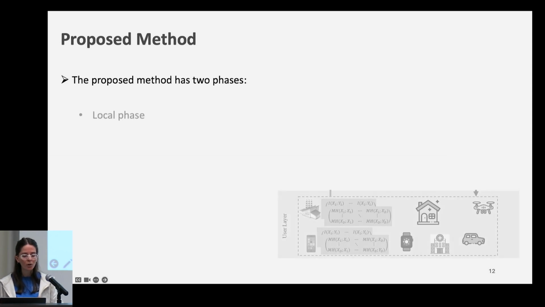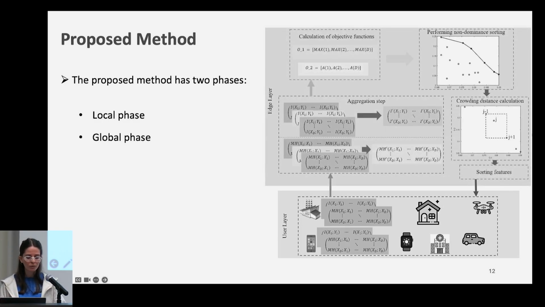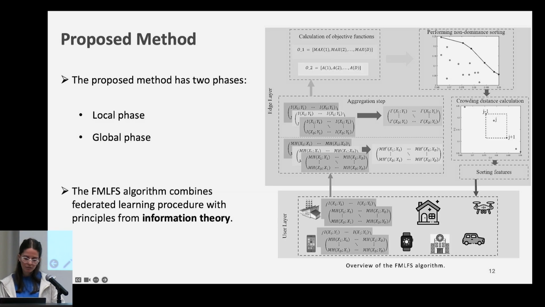The first phase is the local phase, which will be in the IoT devices, and the second phase is the global phase, which will be in the edge server. This method combines the federated learning procedure and information theory concepts to select informative features. So here you can see the overview of the proposed method. I will explain it briefly, and then I will explain all the parts in detail in the next slides.